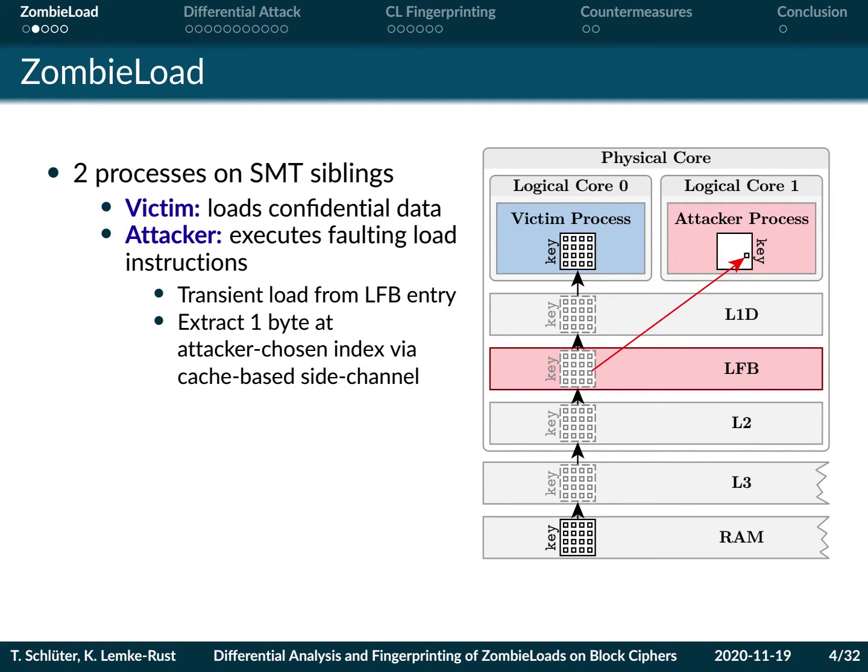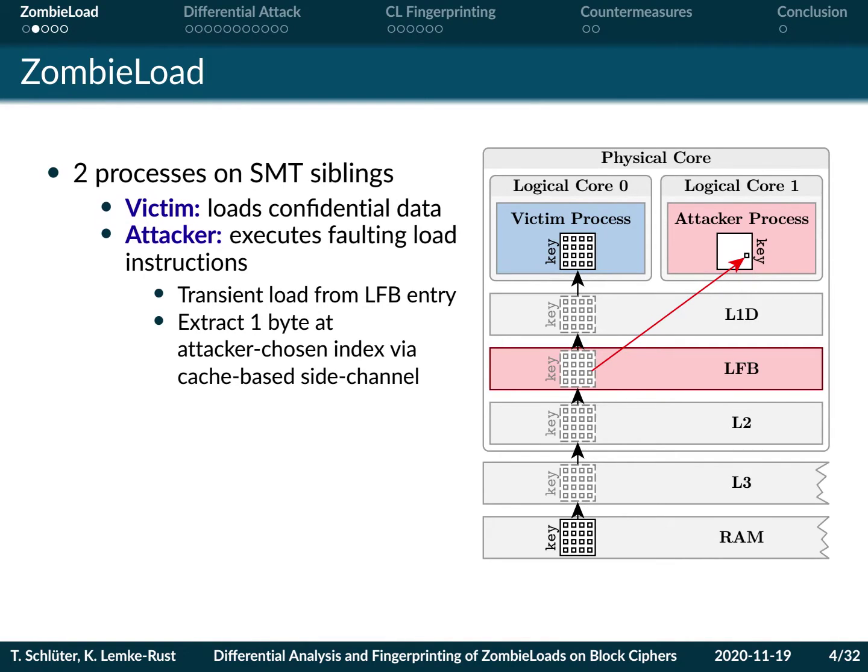Let's assume we have two processes, a victim process and an attacker process, and both are executed on the same physical but on different logical CPU cores. The victim process now loads a secret value from memory. The load goes through all the cache stages and also through the line fill buffer. Concurrently, the attacker executes a faulting load instruction, and the CPU answers this faulting load instruction transiently with a value that comes from the line fill buffer.